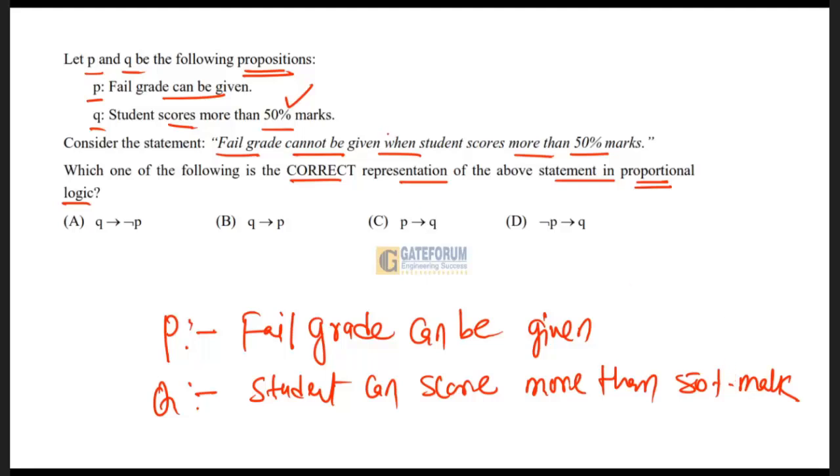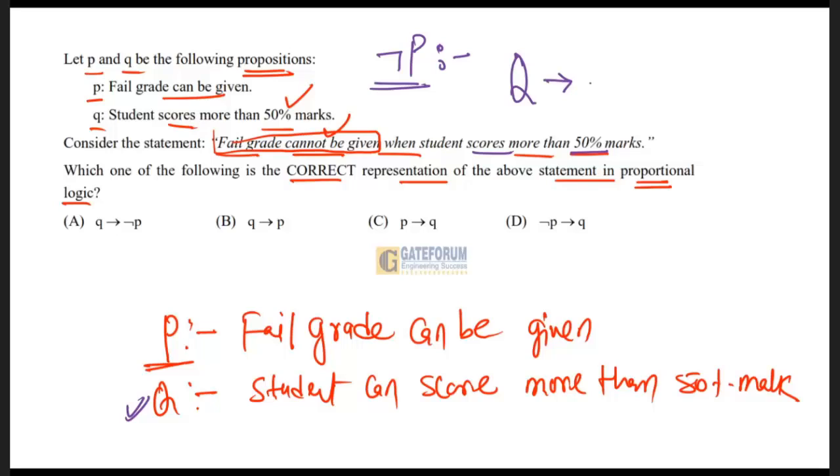Now, fail grade cannot be given. What is this? Cannot be given means if it is given, it is P. So if it is not given, then negation of P. What does negation of P mean? It cannot be given. After that, when student score more than 50% marks, means Q is following, right? So if student is scoring more than 50% marks, then fail grade cannot be given, means negation of P. This is the correct propositional logic which is fitting our statement.